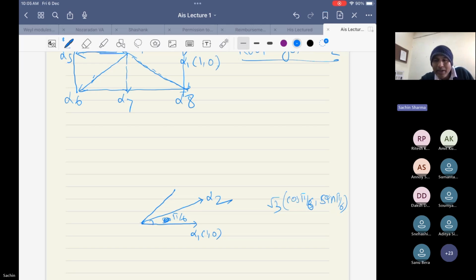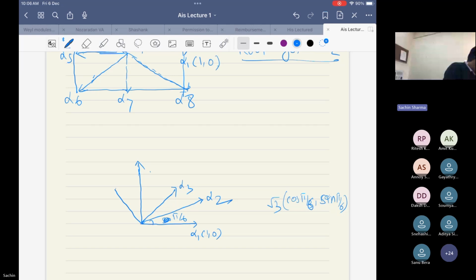Suppose the angle between two roots is pi by 3. It forces something. What does it force? Check the table. If the angle between two roots is pi by 3, then what does it force? The ratio should be 1. So it should be unit length actually. So play the same game now for alpha 4. Alpha 4 and alpha 2 should have the same length. So it is root 3, these things.